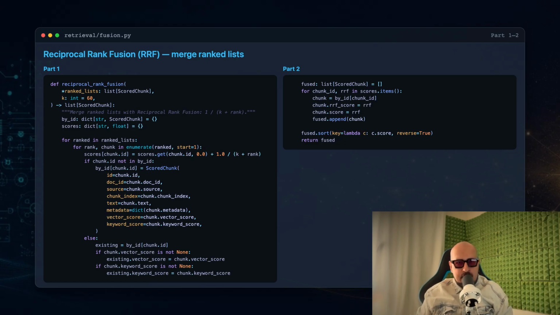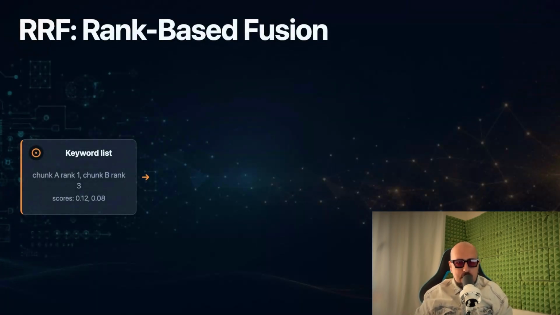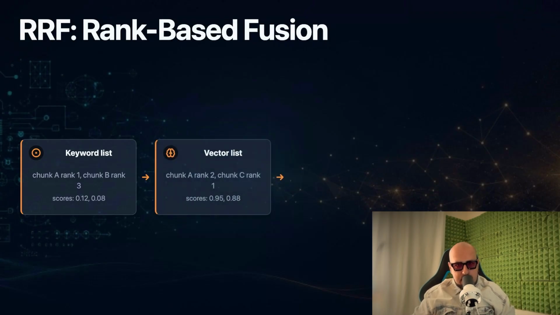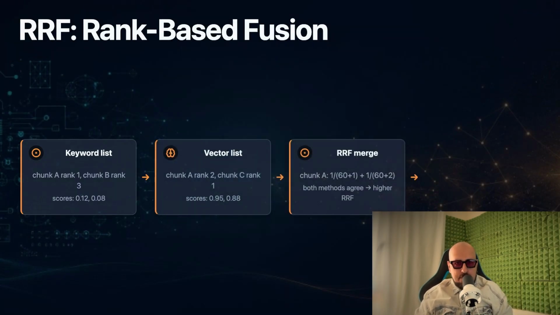RRF is a rank-based fusion method. For each chunk that appears in any list, we sum 1 divided by k plus rank across all lists. The default k is 60, a standard constant from information retrieval research that balances top-ranked precision with broader coverage. We build a dictionary keyed by chunk ID to accumulate scores, then sort by RRF descending. The function preserves both vector score and keyword score on each chunk, so the rerank step can use them both.